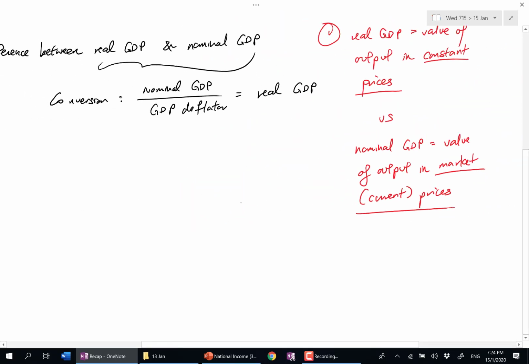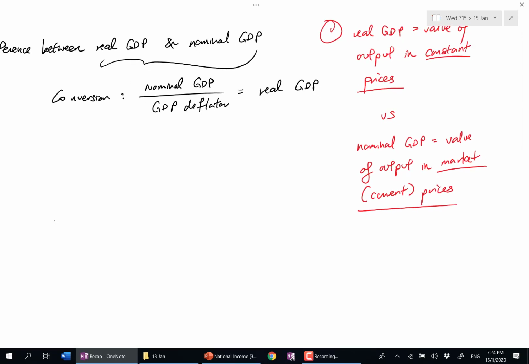So one way to convert nominal to real is to do this. Divide by GDP deflator. Well, when you say GDP deflator, normally you can use CPI as a substitute. Alright? CPI is the GPL, just that in Singapore we call it CPI. Are you okay? So you'll see this point in your notes as well.